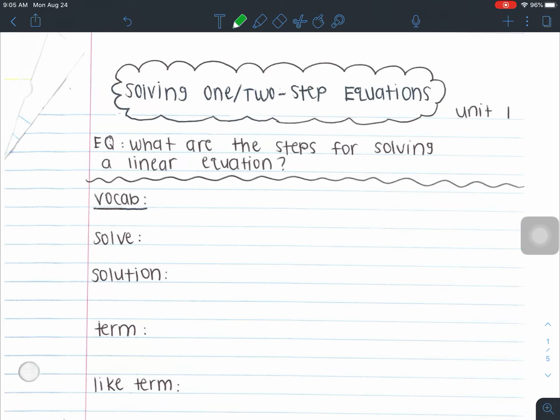So our essential question is, what are the steps for solving a linear equation? Now on the very last page, I'm going to go over the steps that you can use to help you solve an equation. However, eventually you're going to get so great at solving equations that you won't even have to look at the list, and typically students don't ever look at the list, but it is there in case you guys do want some steps listed out for you to help you solve.